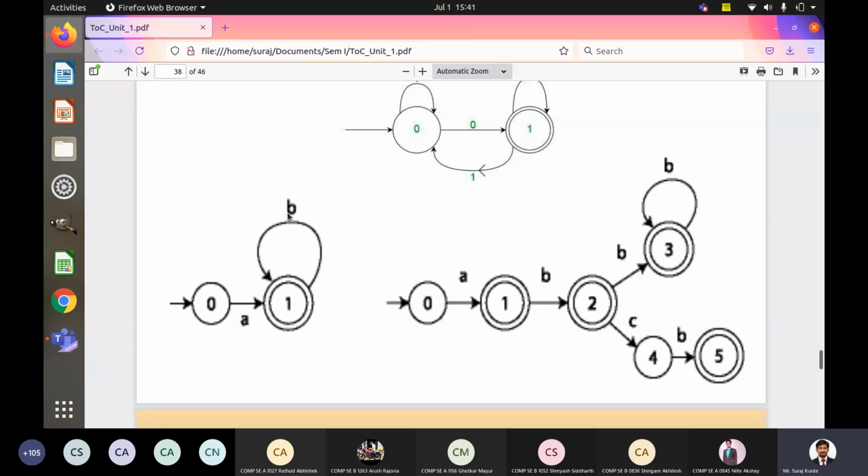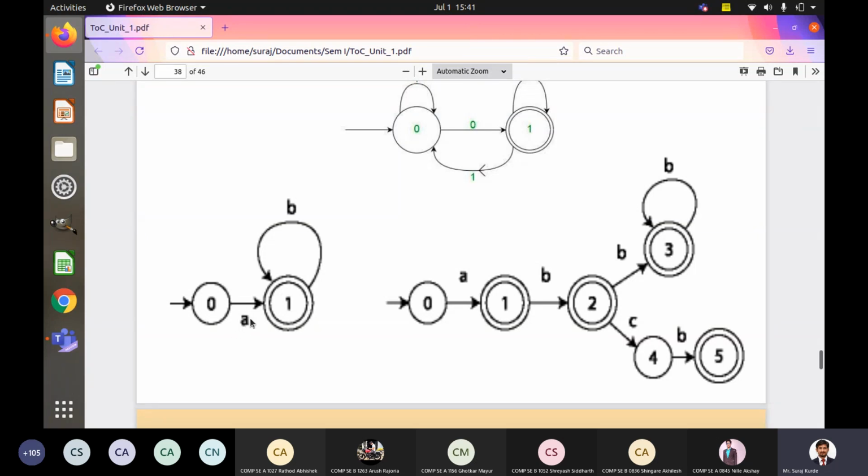Now here two inputs are there, A and B. For state 0, if the input is A, it moves from state Q0 to state Q1. So there is an arrow from state 0 to state 1, and it moves only on input A. For input A only, it goes to state 1. Now state 1 is double circled. There are two circles. It means it is a final state and an accepting state.